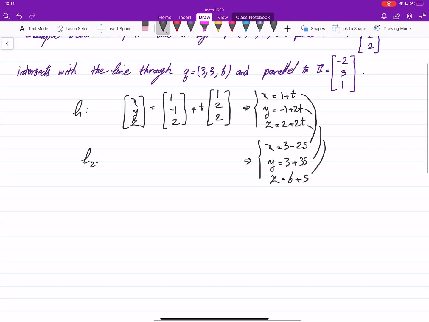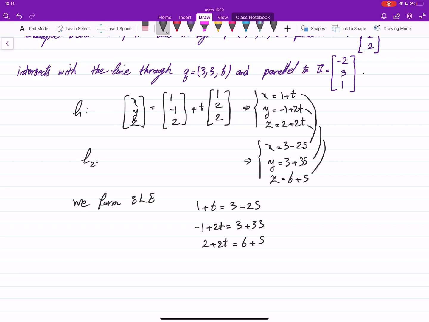Then we form the SLE, which is x of that equal to x of that. 1 plus t is equal to 3 minus 2s. Negative 1 plus 2t is equal to 3 plus 3s. And 2 plus 2t is equal to 6 plus s.